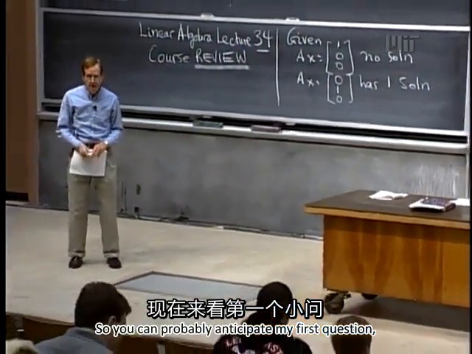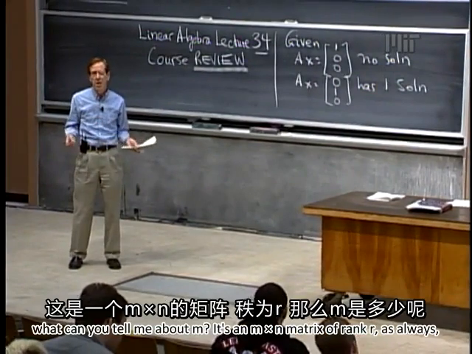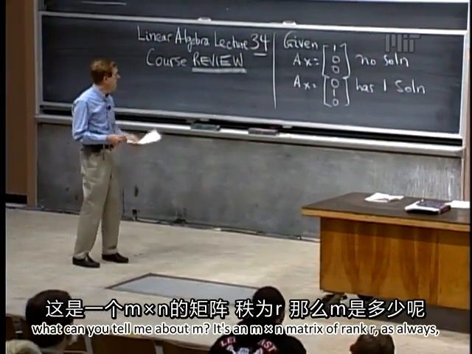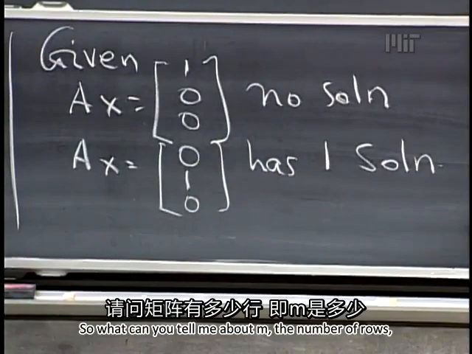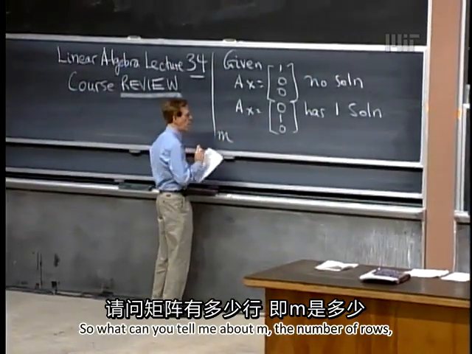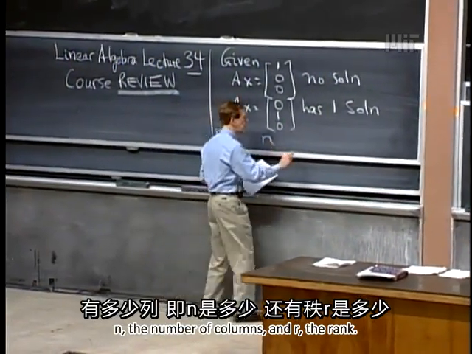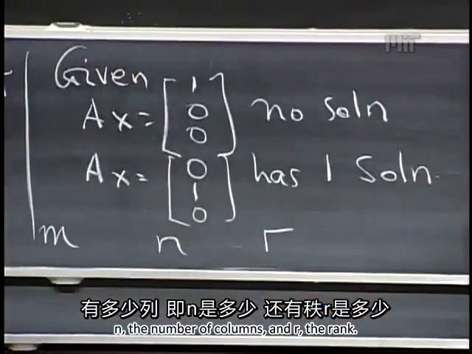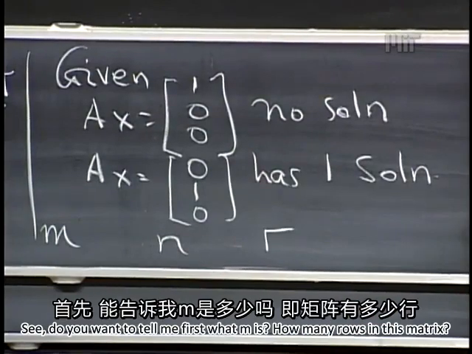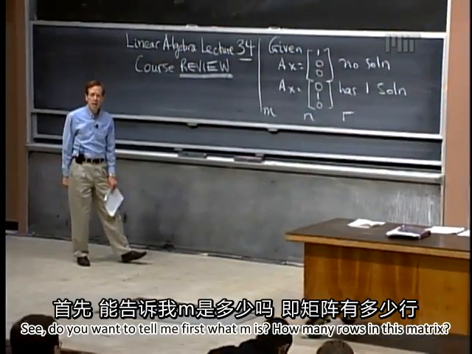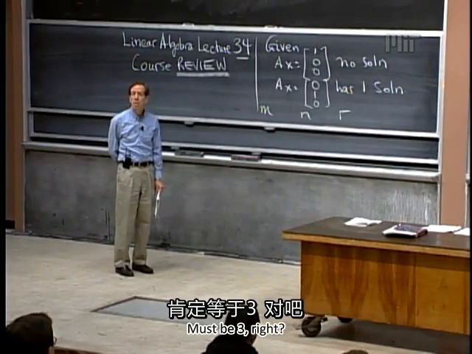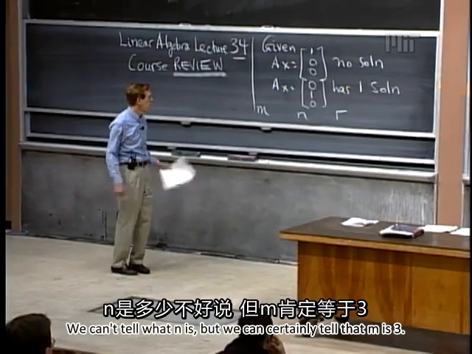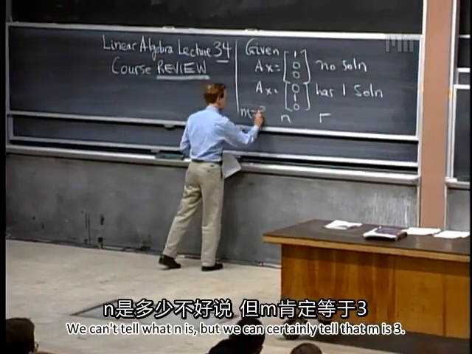So you can probably anticipate my first question. What can you tell me about m? It's an m by n matrix of rank r, as always. What can you tell me about those three numbers? The number of rows m, the number of columns n, and r, the rank. Let's see, do you want to tell me first what m is? How many rows in this matrix? Must be 3, right? We can't tell what n is, but we can certainly tell that m is 3.